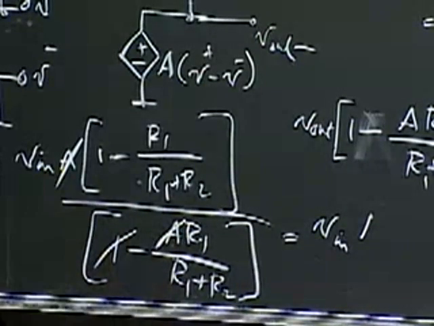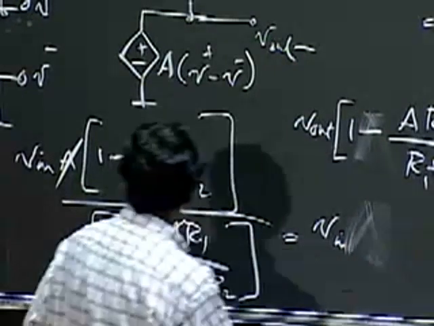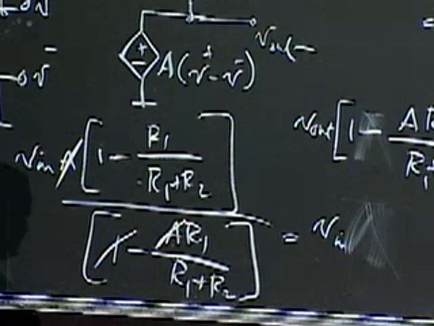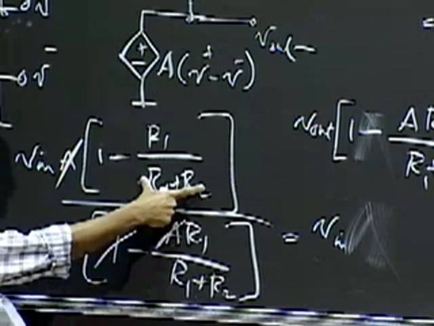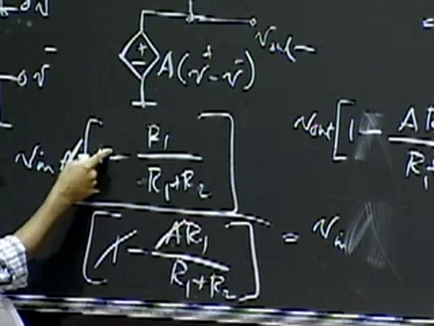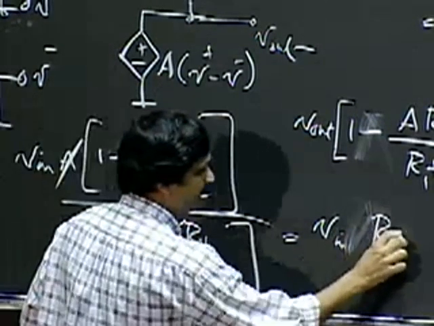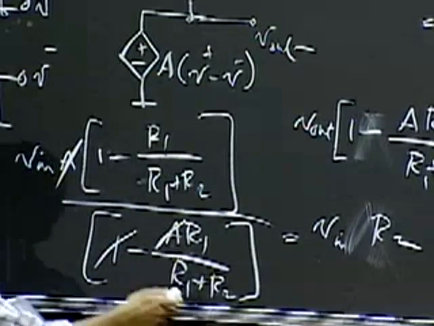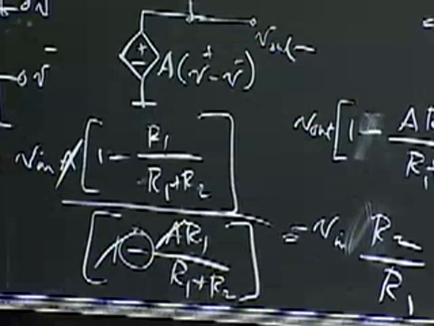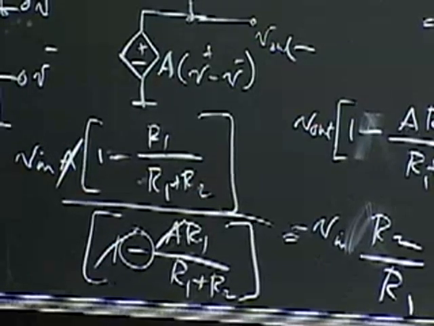This A and this A will then cancel out. And then I multiply the numerator and denominator by R1 plus R2. So this R1 plus R2 vanishes. I get R1 plus R2 here. R1 plus R2 minus R1 is simply R2. And then down here, I get a R1, and then I have a minus sign out there.